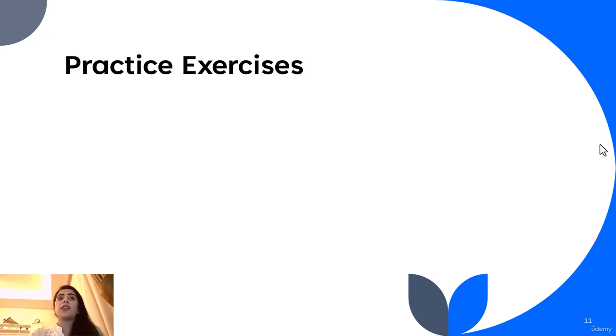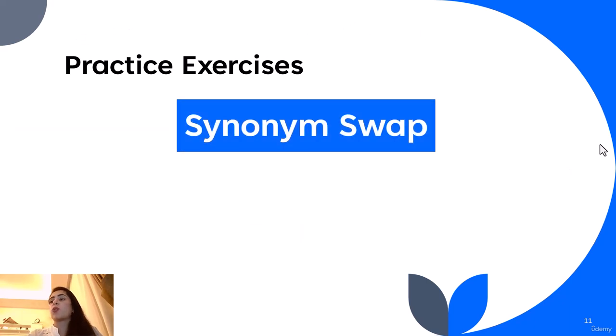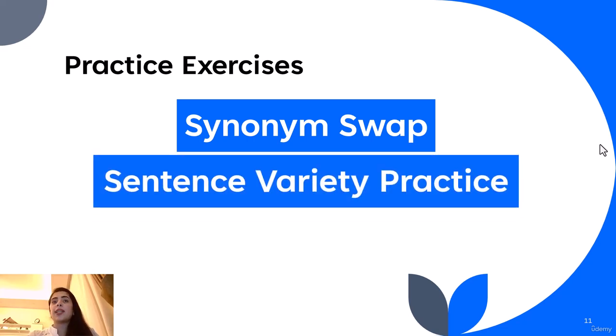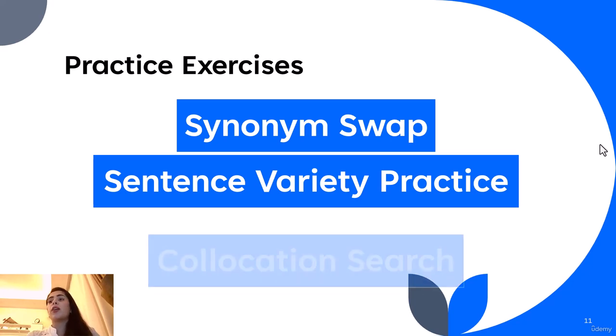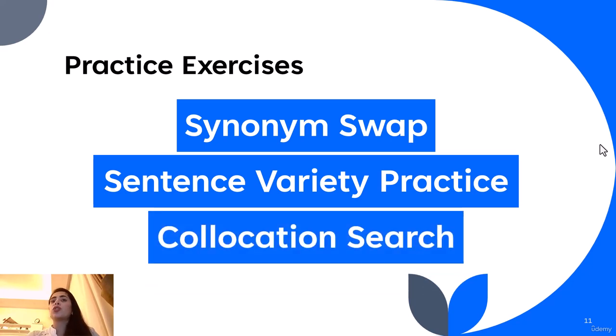To help you master these tips, try the following practice exercises. First one, synonym swap. Take a paragraph from one of your essays and identify repeated words. Replace them with more precise or formal alternatives. The next one, sentence variety practice. Write a short paragraph on any topic, then revise it by combining simple, compound, and complex sentences. Check if the flow improves. One more, collocation search. Choose a common word like make or get and look up collocations. Then write a few sentences using these collocations to solidify your understanding.